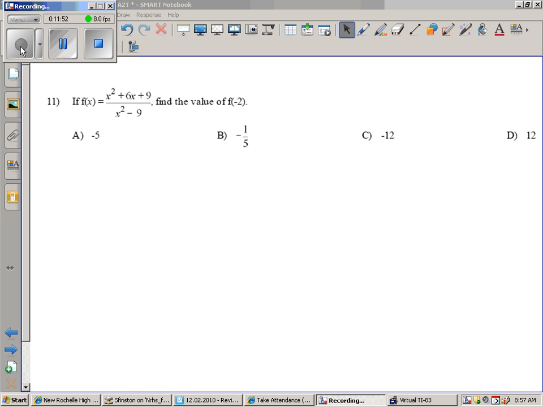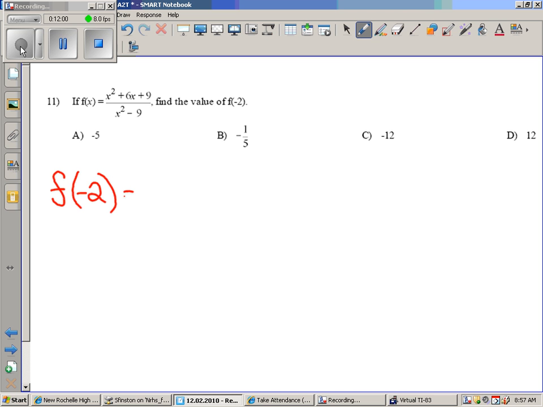Question number 11, same idea, but instead of using variables, a variable expression, we're going to use numbers. And the reason that I chose this is because I want you to remember how to plug in. If there's a negative number, you have to put that in parentheses, or else your calculator's really going to mess it up.